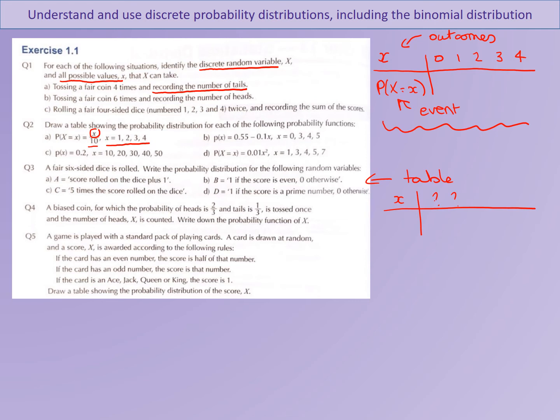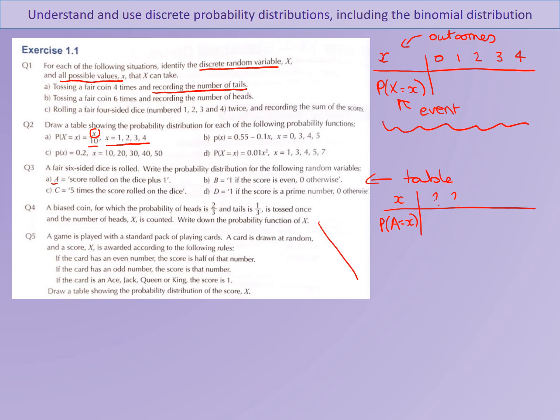So here where you have, for part A, a capital A is equal to the score rolled on a dice plus 1. So you would have the probability that capital A is equal to x. What are those possibilities? Well, on a dice you have 1 to 6, but if you then add 1 to each of those, what would those little values of x be? And it's very similar for the others in that question.